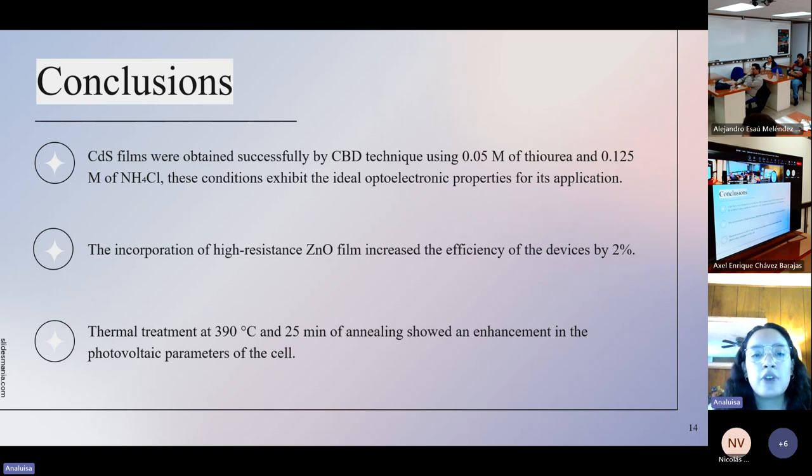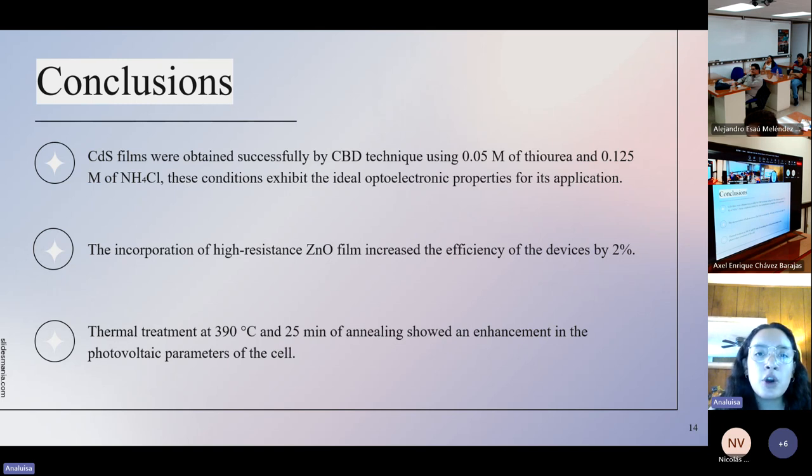Also, the incorporation of a high resistance layer of zinc oxide increased the efficiency of the devices by 2%, as I mentioned, and the thermal treatment at 390 Celsius degrees for 25 minutes showed an increase in the photovoltaic parameters and an enhancement in the device performance.